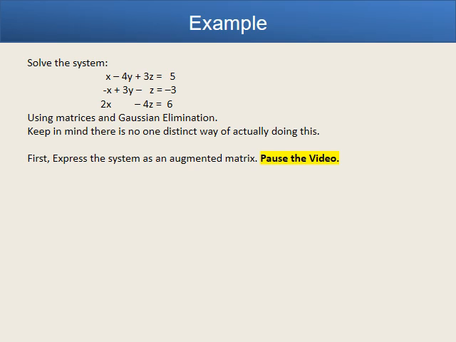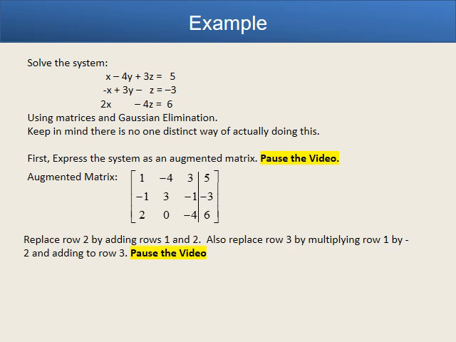Example: we'll now solve the following system using matrices and Gaussian elimination. Keep in mind there is no one distinct way of actually doing this. First, express the system as an augmented matrix. Pause the video. The augmented matrix is given here.